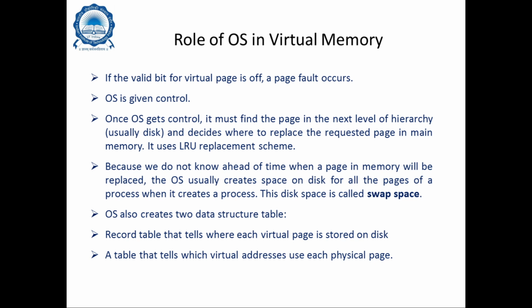Now, since we do not know ahead of time when a page in memory will be replaced, the operating system creates space on disk for all the pages of a process whenever it creates a process. This disk space, which contains the information of all the pages of a process, is known as swap space, and it is created inside the hard disk, the permanent storage. The OS is also responsible for creating two data structures. First is the record table that tells where each virtual page is stored on the disk, and second is one that tells which virtual addresses use the physical pages.